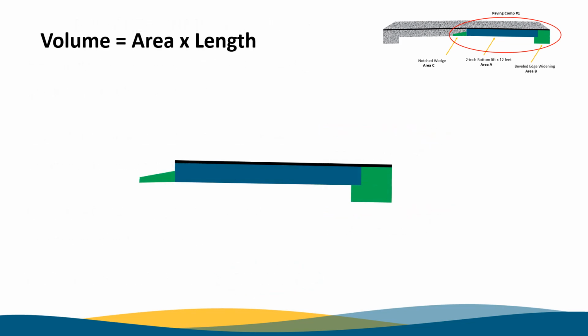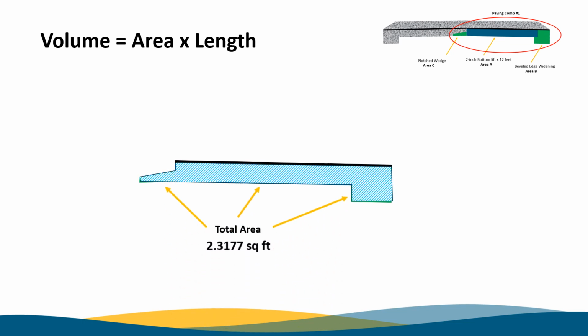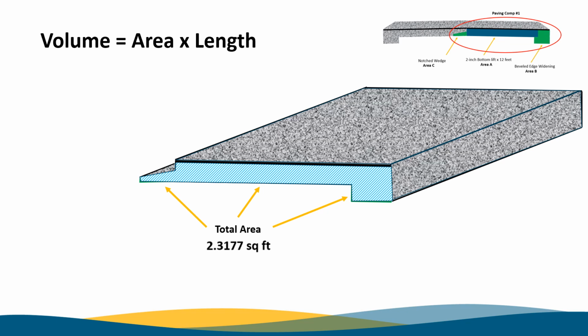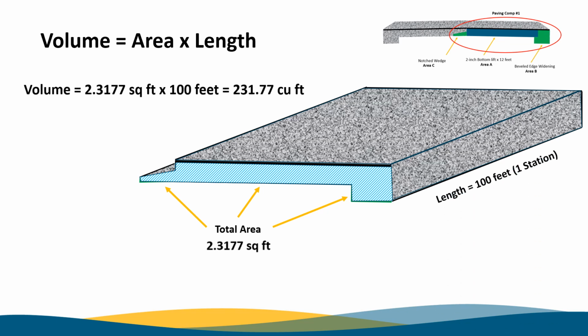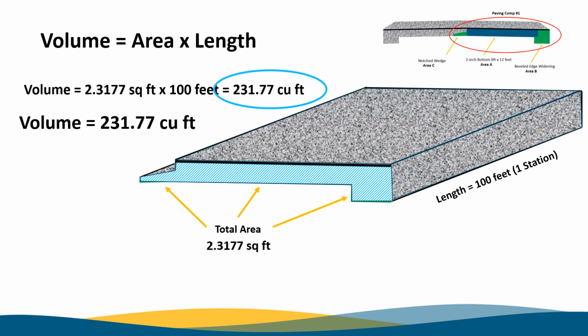Now we need to calculate the volume of material per station. We take the end area that we just calculated, the 2.3177 square feet, and multiply by 1 station, or more specifically, 100 feet. This gives us the volume of 231.77 cubic feet.